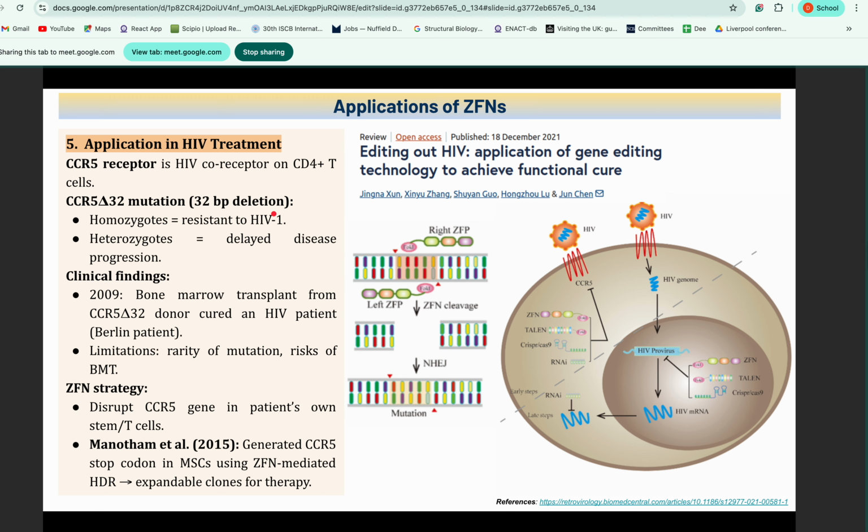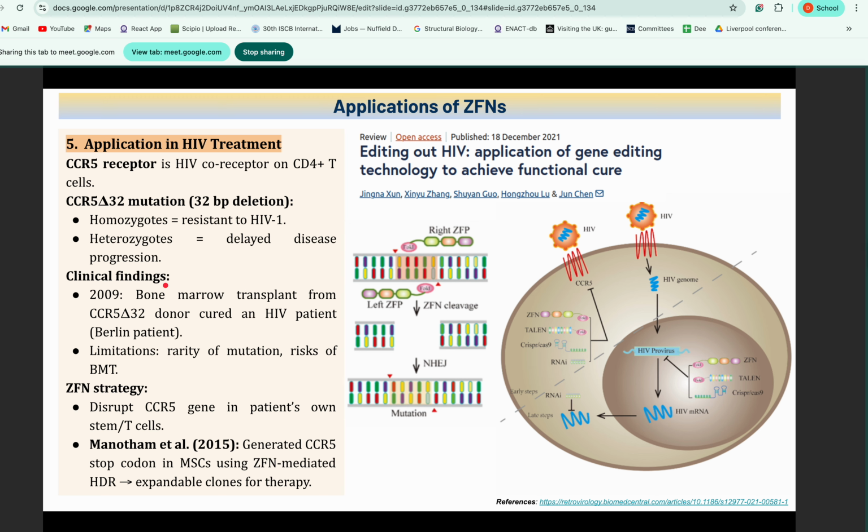In the previous example, we talked about how ZFN led to cleavage at exon 3. After that cleavage, if it undergoes NHEJ, then it is possible that some of the base pairs get deleted. In this case, if there is a 32 base pair deletion, and if these are homozygotes, then it is resistant to HIV-1. If it is heterozygotes, then it leads to delayed disease progression. These are the outcomes, the consequences of this deletion mutation.